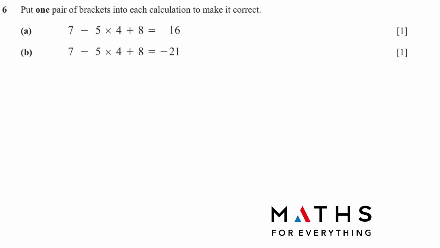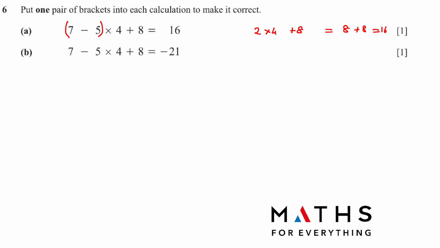Question number 6. Put one pair of brackets into each calculation to make it correct. This is a bit of trial and error type of question. Remember, we want a big number, 16. 7 minus 5, you will get 2. Multiply by 4 plus 8. 2 multiplied by 4 is 8. 8 plus 8 is 16. So that's where your bracket is.